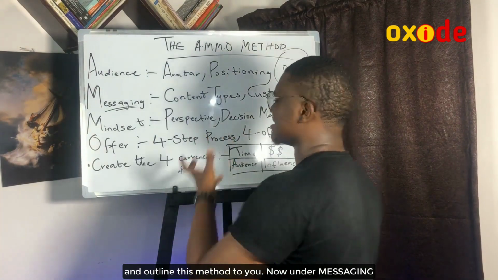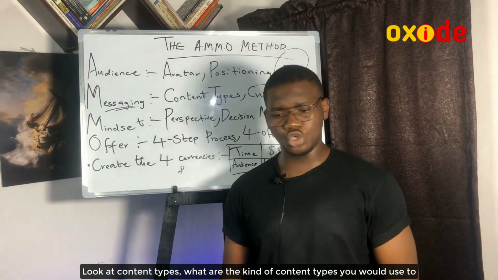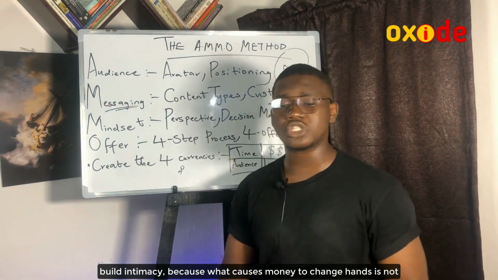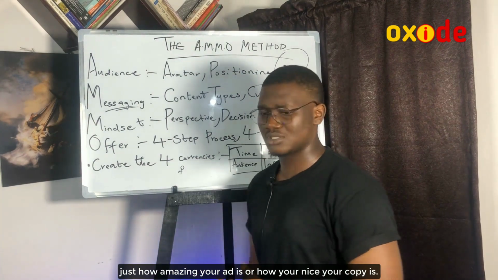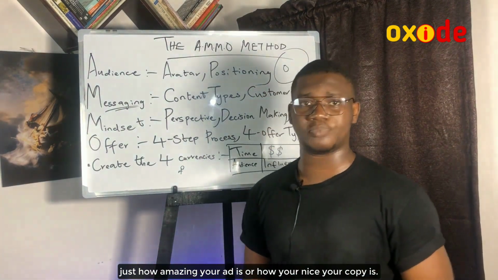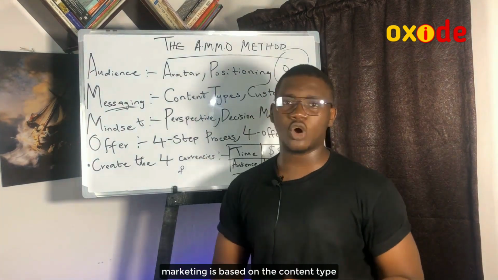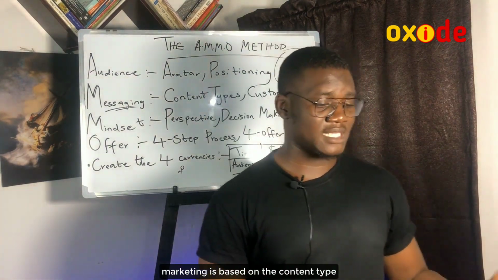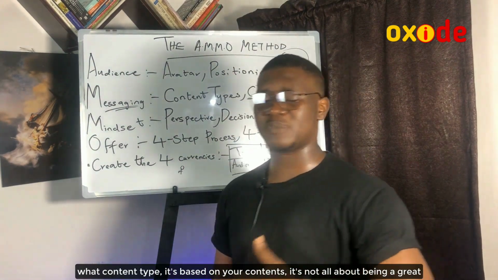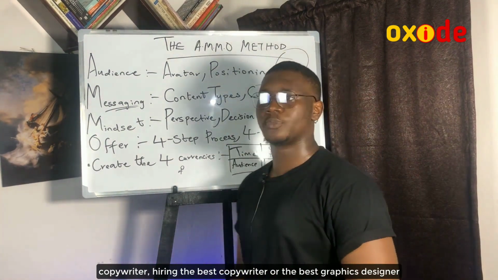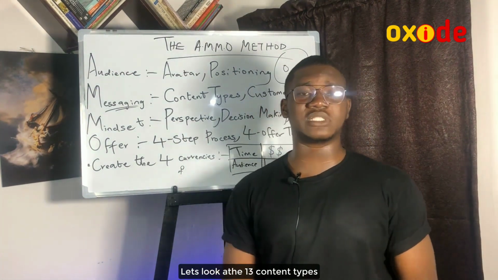Now under messaging, you look at content types. What are the kind of content types you use to build intimacy? Because what causes money to change hands is not just how amazing your ad is or how nice your copy is. It's a whole lot more than that. 70% of your marketing is based on the content type. It's not about being a great copywriter, hiring the best copywriter, the best graphic designer. But what does your content do?